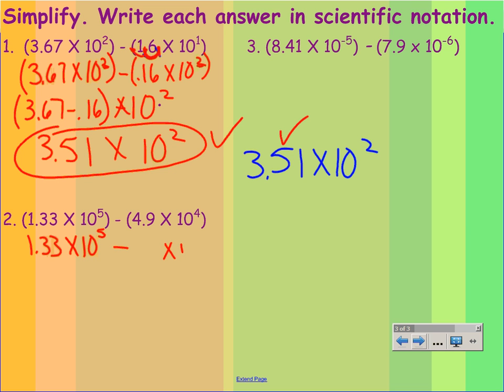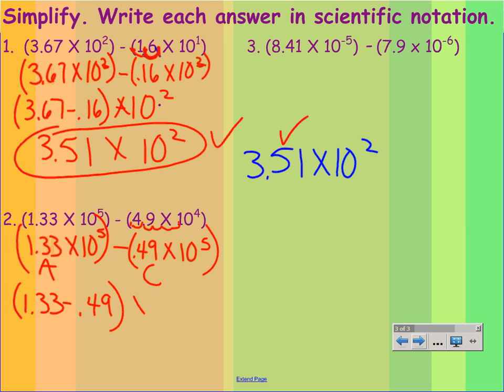I know I'm going to change it to times 10 to the 5th. From this position, I would have to move it 4 places. 1, 2, 3, 4. So I'm going to have to move it back 1 in order to move it 5 and still be in the same position. So as far as what we put together, we take our A term and our C term, and we're going to subtract those. 1.33 minus 0.49 times 10 to the 5th power. What do we have here? 0.84 times 10 to the 5th.